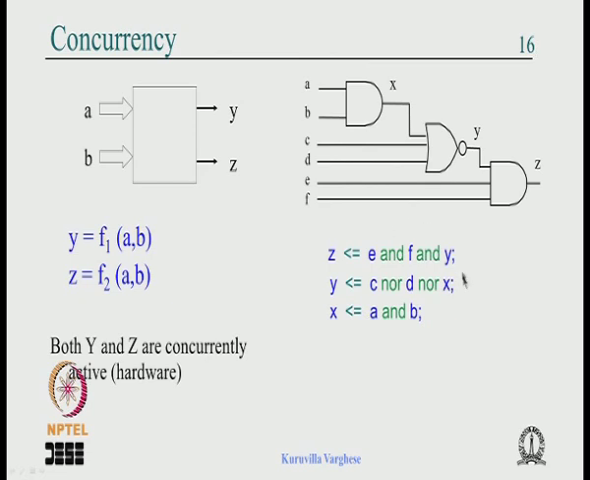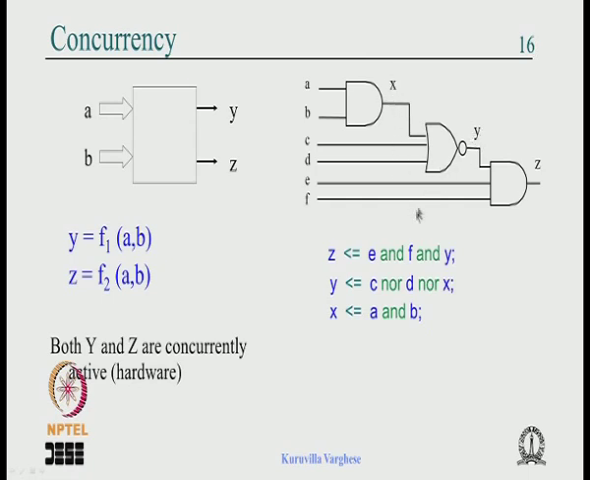Suppose the simulator is trying to simulate by going from top to bottom as in the C language. Say initially there was an event on A and it starts computing. So Z is computed first using the values of E, F and Y. So Y will have the same old value as before and Z will remain the same. Then Y is computed using the old value of X, the current value of X, and C and D.